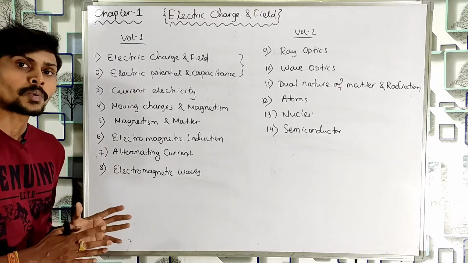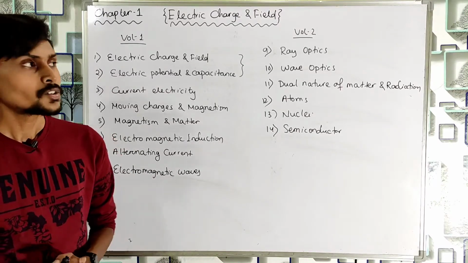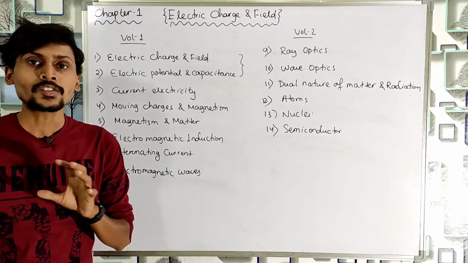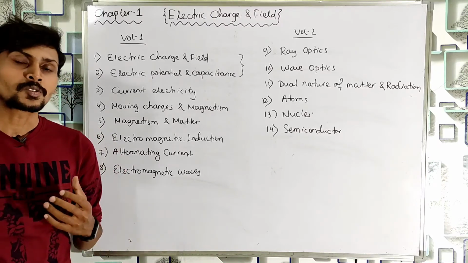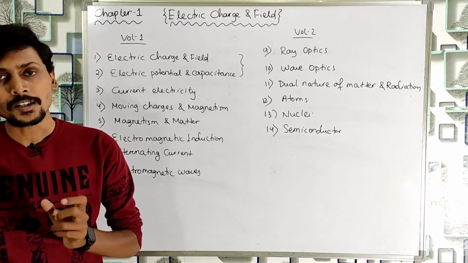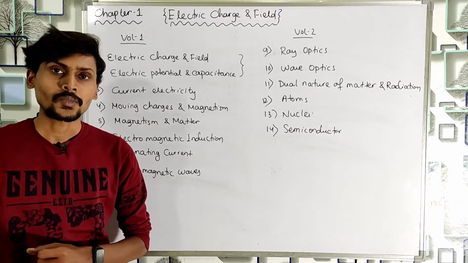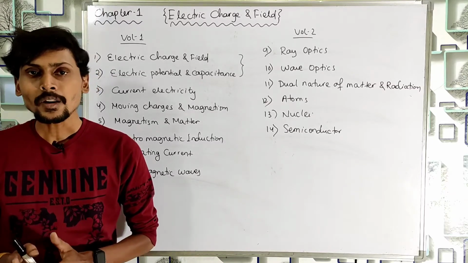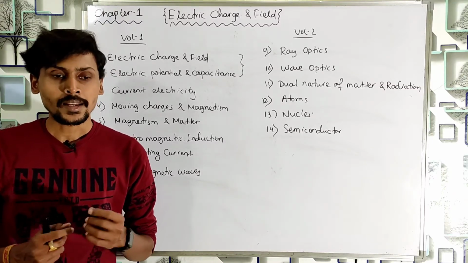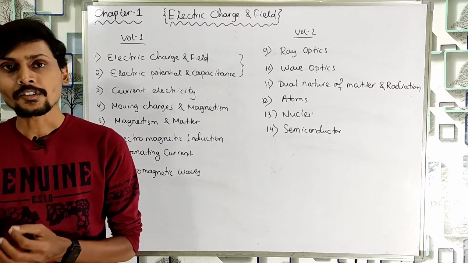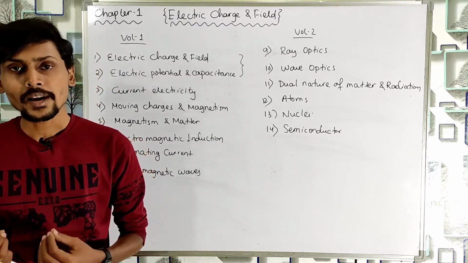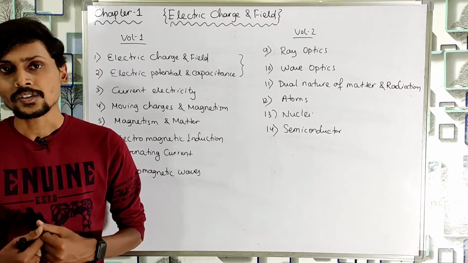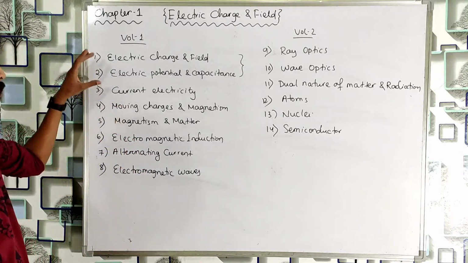So volume 1 is all about electricity and magnetism. Just look at the names of the chapters. The first 2 chapters are known as electrostatics. So electrostatics means what? Electro refers to charge, statics refers to something at rest. So in the first 2 chapters we will study the behavior of charges which are at rest, like the force between 2 point charges, electric field, electric potential, electric field lines, electric flux, and there is a very important law known as the Gauss law, and capacitance. So all these things will be covered in the first 2 chapters.